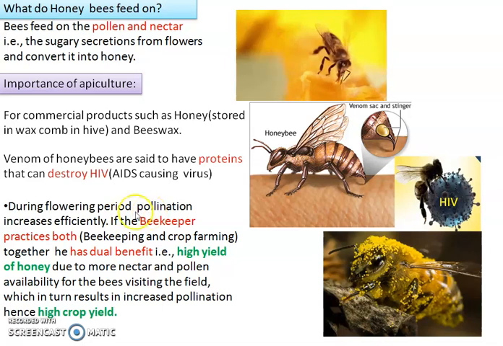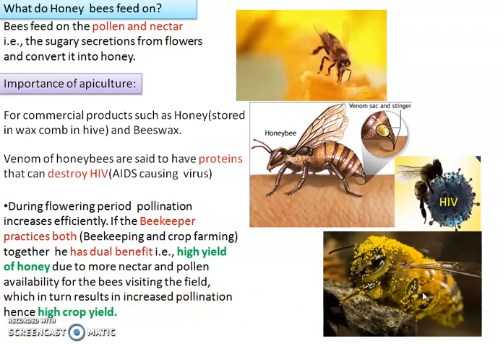Okay. During flowering period, this is one important question for the CBSE exams. What is the benefit if a person is keeping bees as well as practicing crop farming in his yard, in his field? If he keeps both beekeeping and crop farming going together, he has dual benefit, because pollination increases very efficiently during the flowering period. So what is the dual benefit? High yield of honey, because more nectar and pollen availability is there, especially in seasons. Visiting bees get more and more pollen and nectar. In return, it results in increased pollination.